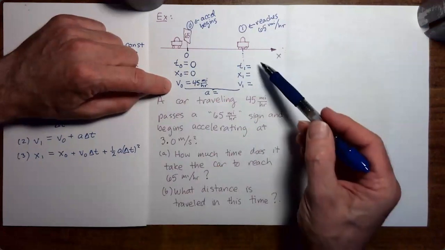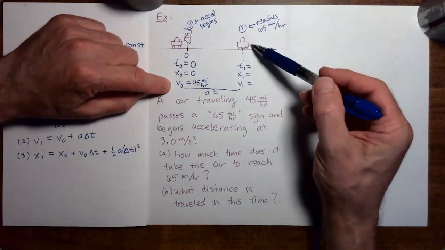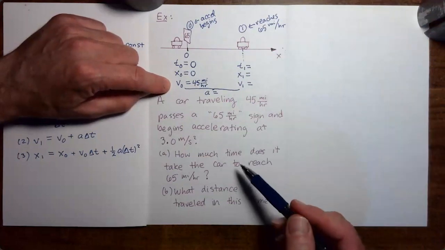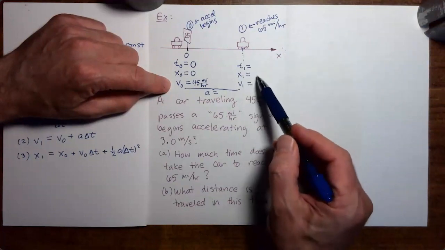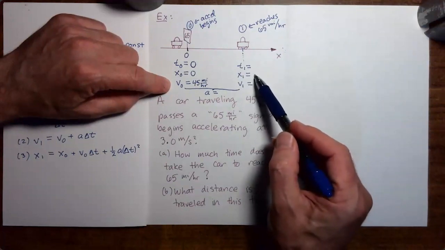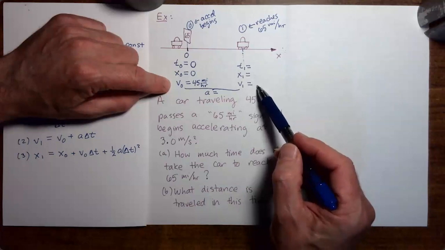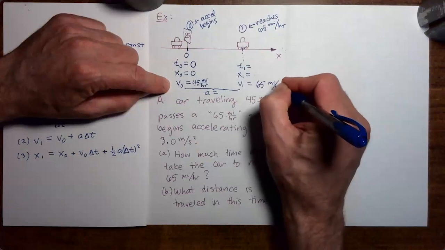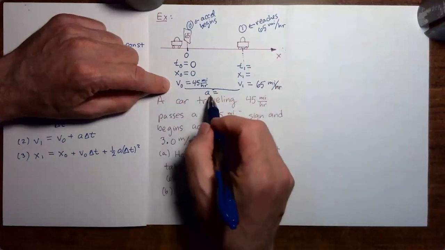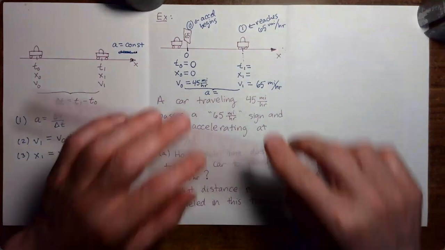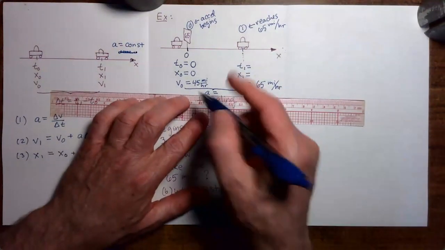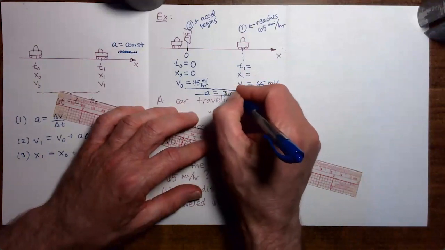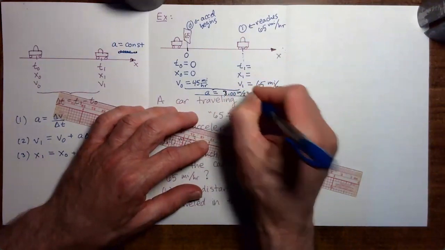Okay, so then time 1, the time at which the car achieves 65 miles per hour, we don't know that. That's one of the things the problem is asking for, so we'll leave that blank. We don't know what the position here is, but we do know that the velocity would be 65 miles per hour. So let's go ahead and put that in. And it is also given that the acceleration is 3 meters per second per second. So I'm going to try and squeeze that in. So 3.00 meters per second squared.